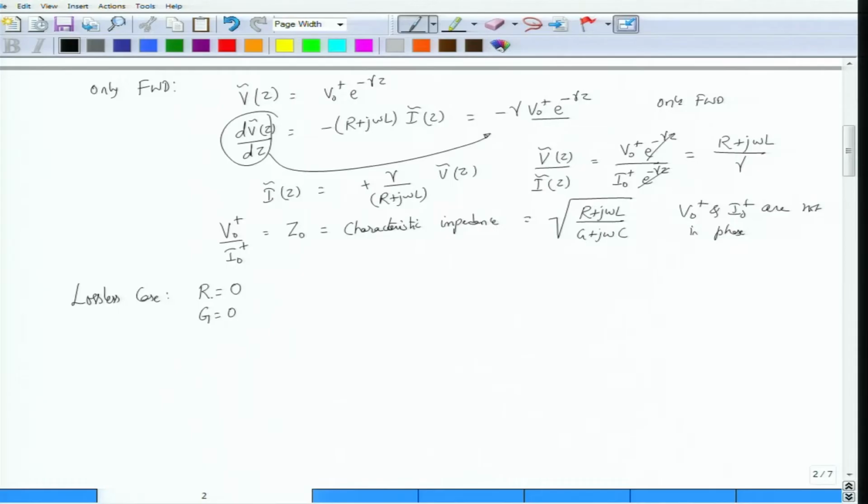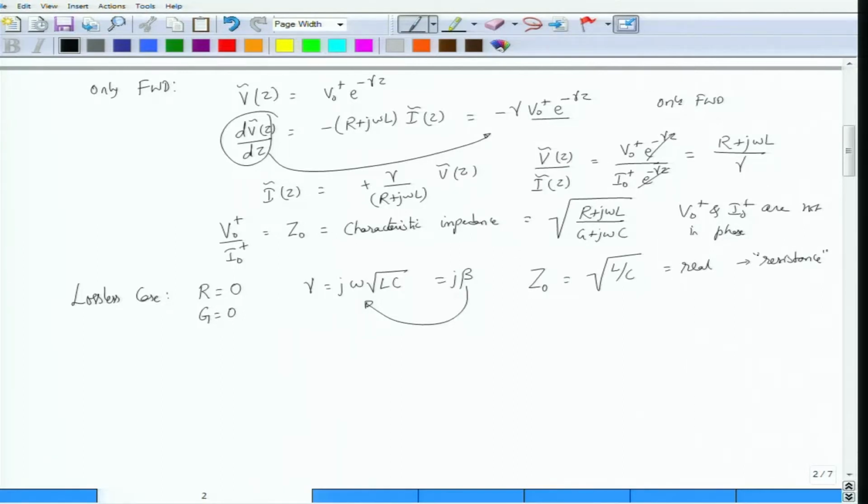Substituting this, what do you get for gamma? Gamma will be j omega square root LC. And this j omega square root LC means that there is only a phase term, with beta being omega into square root LC. What happens to Z0, the characteristic impedance? Well, the characteristic impedance becomes square root of L by C, and this is completely real, which means that this is exactly like a resistance.